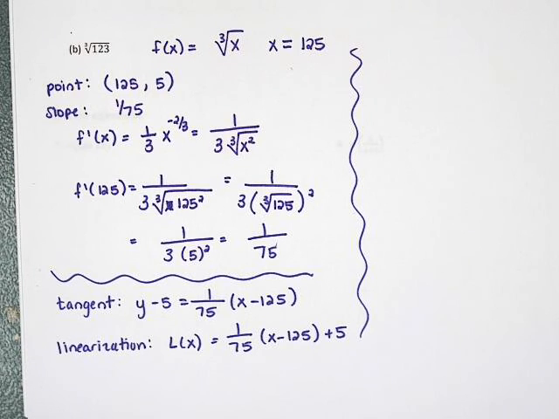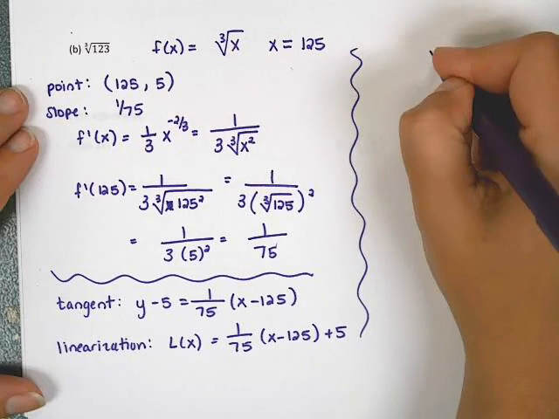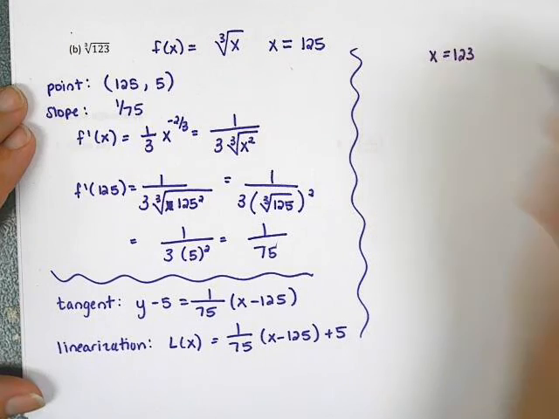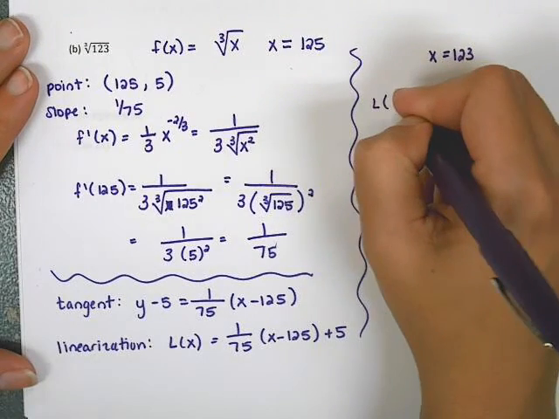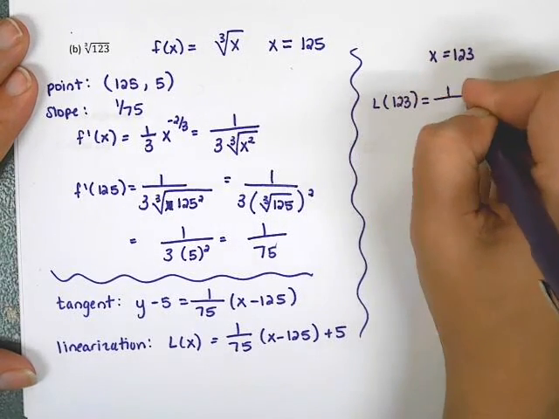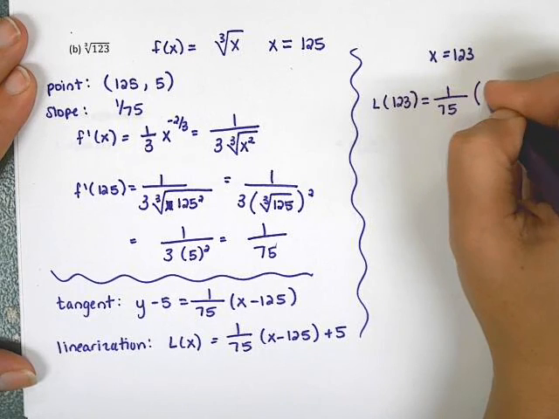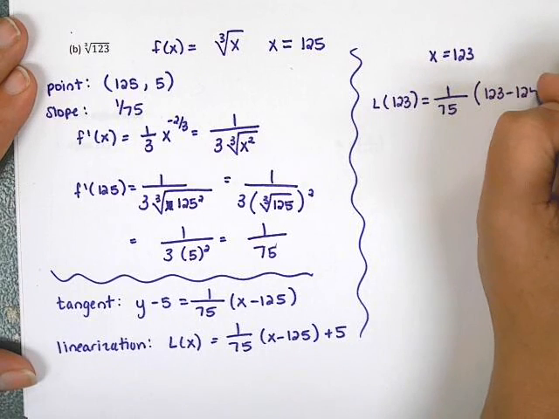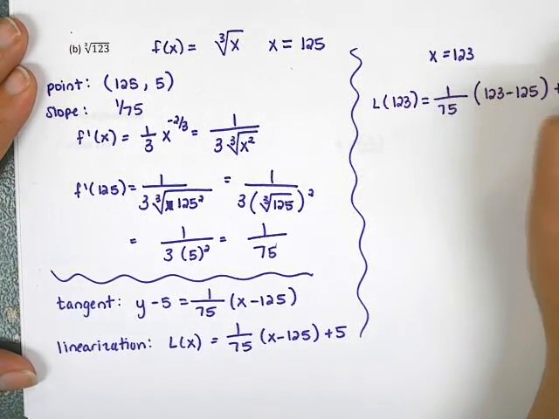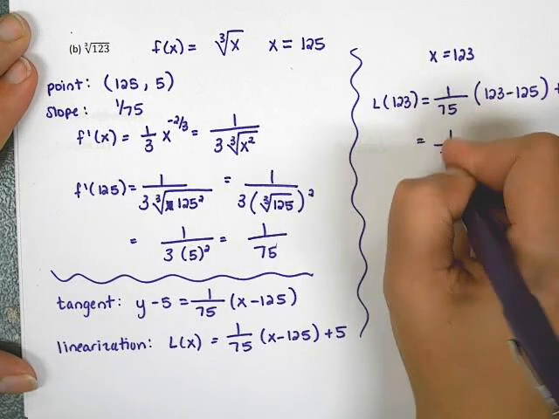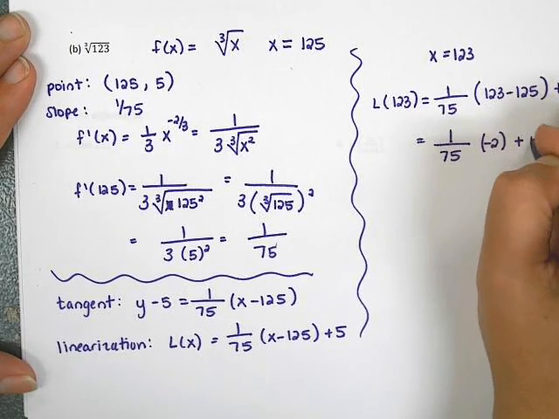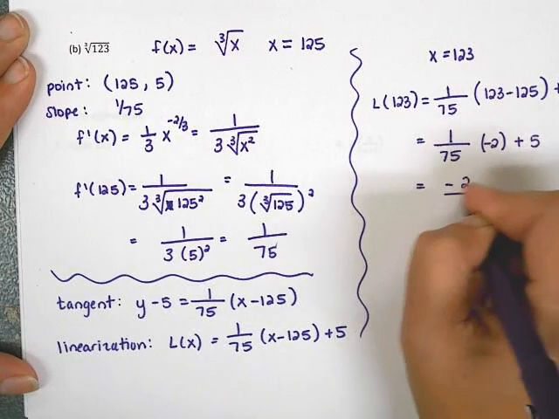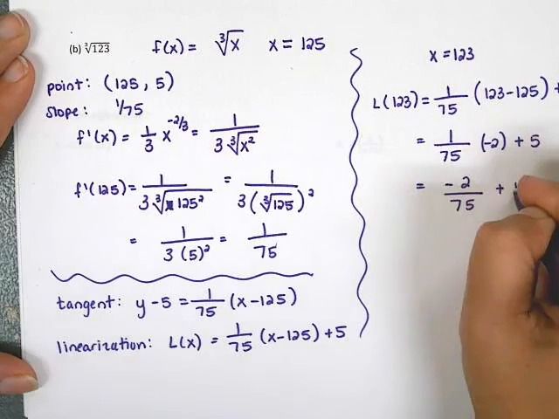Now what I really want to know is what happens when x is 123? That was my original question. What happens when x is 123? So my linearization at 123 would be 1 over 75 times 123 minus 125 plus 5, which is 1 over 75 times negative 2 plus 5, which is negative 2 over 75 plus 5.